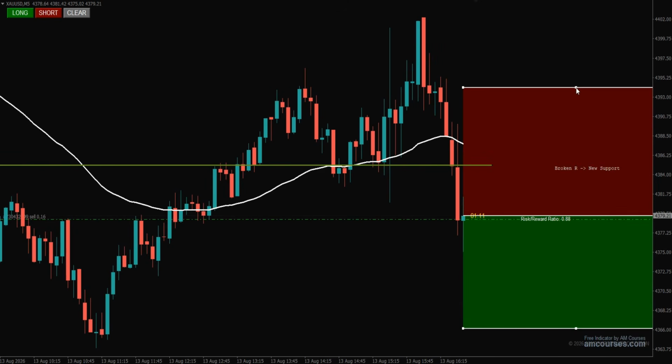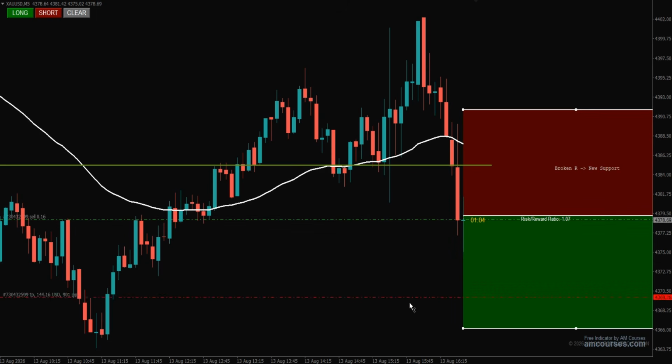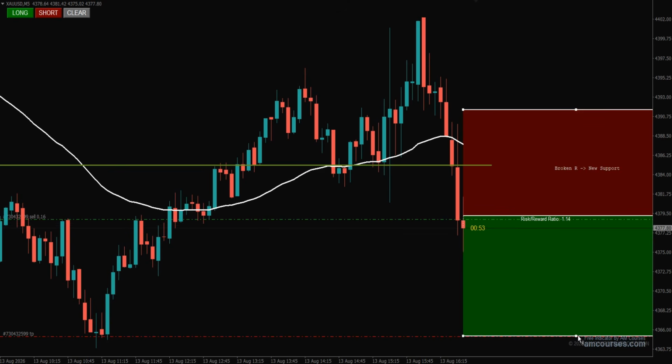Broken resistance, now acting as support. While price holds above it, the pullback is alive. Break below it and the pullback is finished. And that is exactly what happens. Big bearish candles cut back through the moving average, then through the level, and close below it. Not a wick underneath, a close underneath. That is my confirmation. I sell here, right after the candle closes below the level.